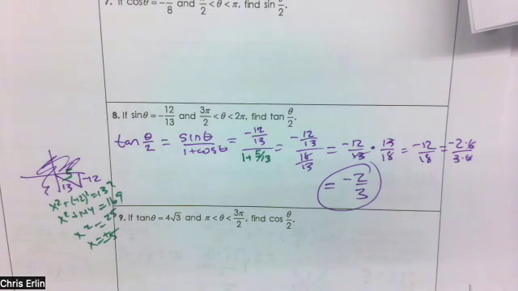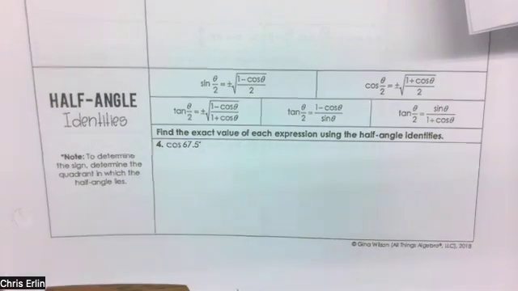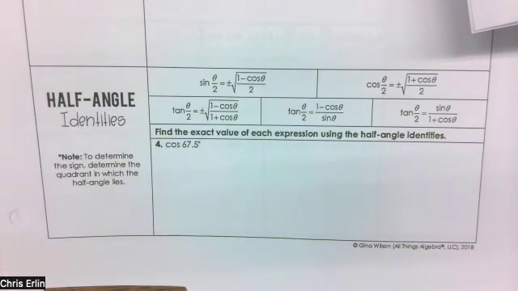Good scores. Okay, this should get you going on this homework. This is 68, double and half angle formulas.